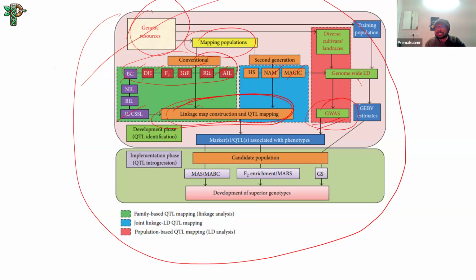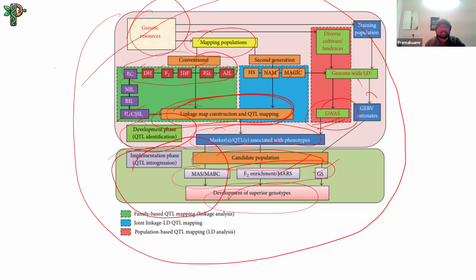Another technique is genomic selection, which we will discuss. Then we identify a marker which is associated with the phenotypes. Then we can create a candidate population. Then we can go for MABB or MARS and genomic selection. Then we can improve our trait. This is called the QTL introgression stage.